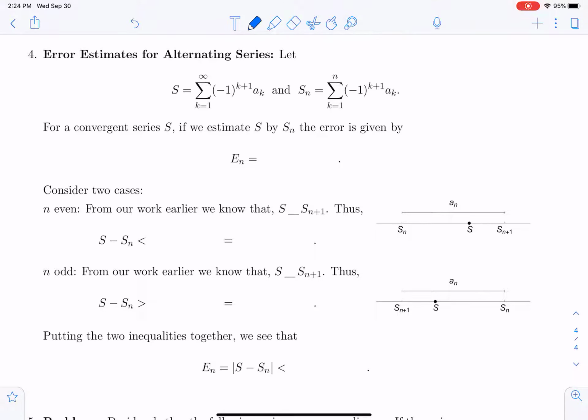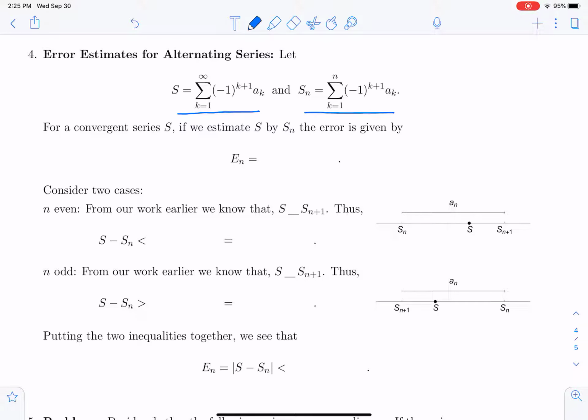We would now like to look at error estimates for alternating series. So we're going to look at the infinite sum. S is going to be the sum from k equals 1 to infinity of (-1)^(k+1) a sub k. And that's going to be our infinite sum. We would like to approximate that infinite sum by a sequence of partial sums.